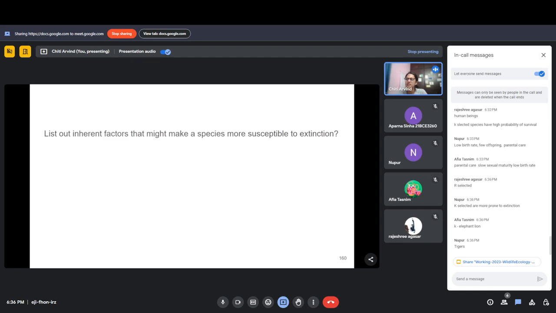Elephant, correct. Tigers, yes. And Whooper, yes, you are correct. K selected species are more prone to extinction than R selected species. Rajshri, does this make any sense? Are you sure?